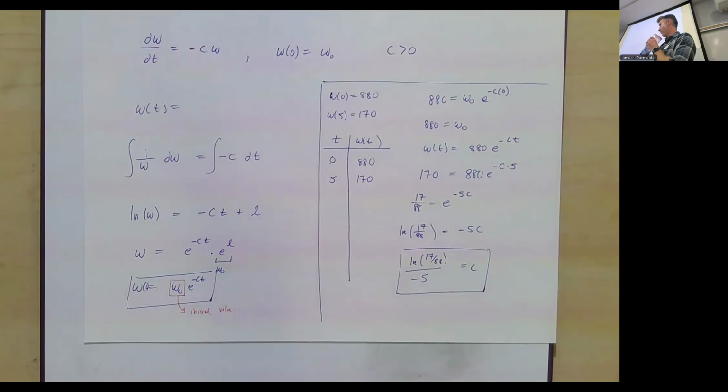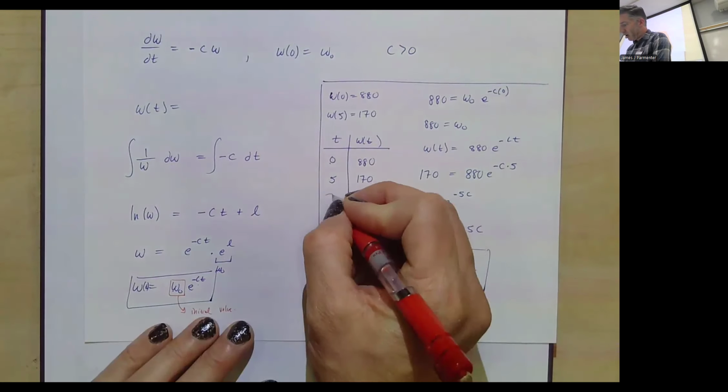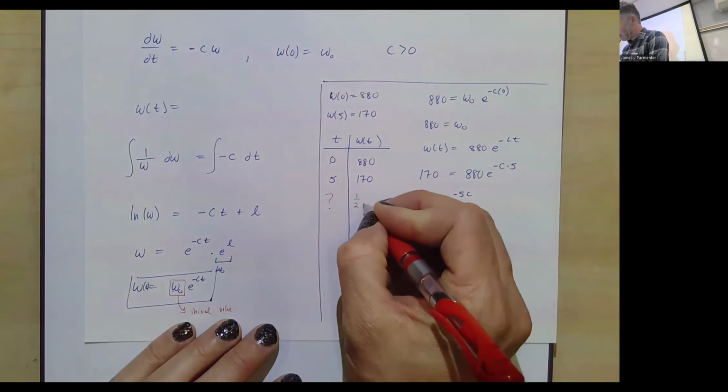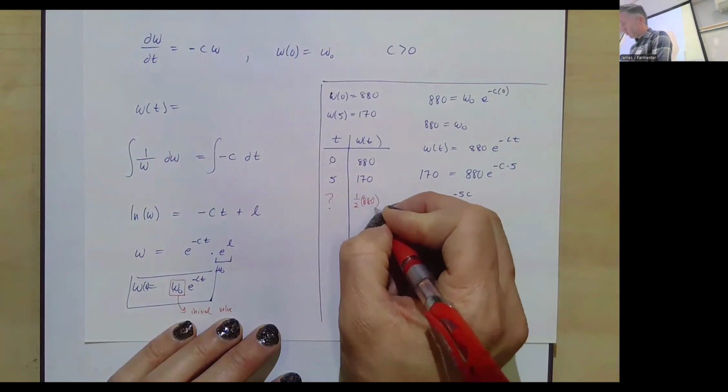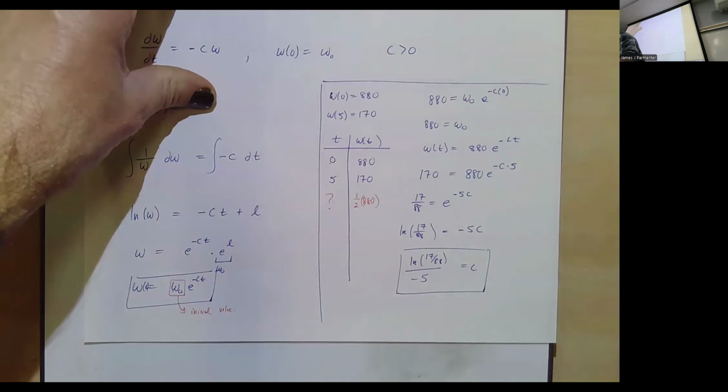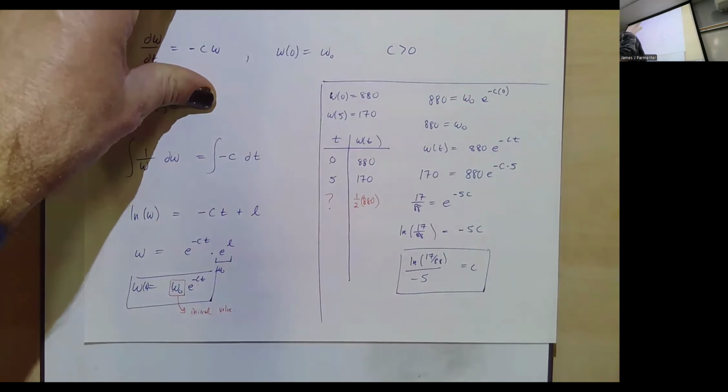Finally, find the half-life. I still like to use my table here. So now we're just asking the question, how long until we get to how much? Well, half of what we started with. So half of 880, which you could multiply out, but actually it's not in your interest to multiply that out at all. Here's what I mean.